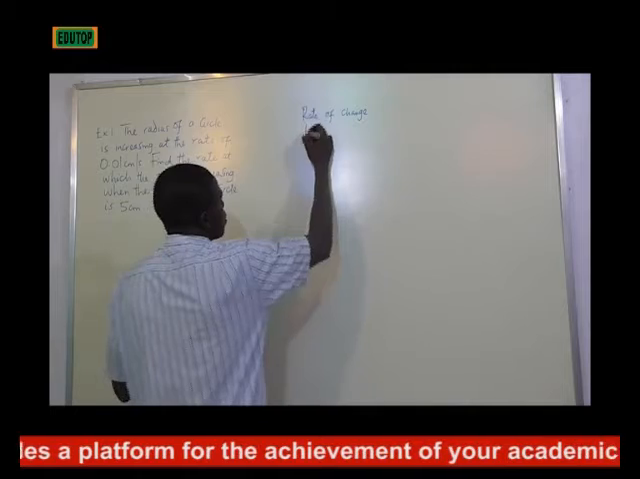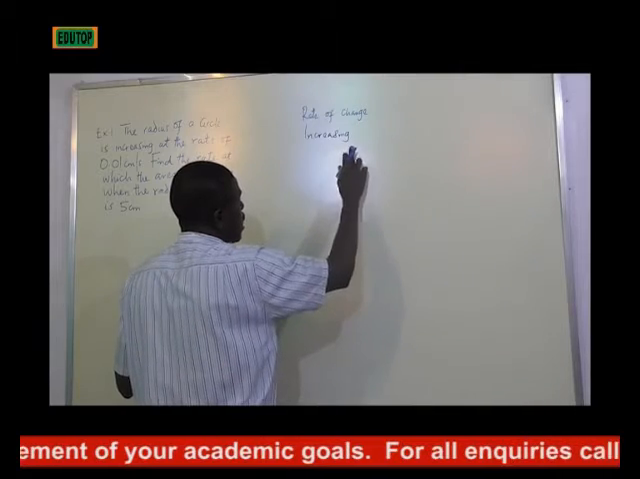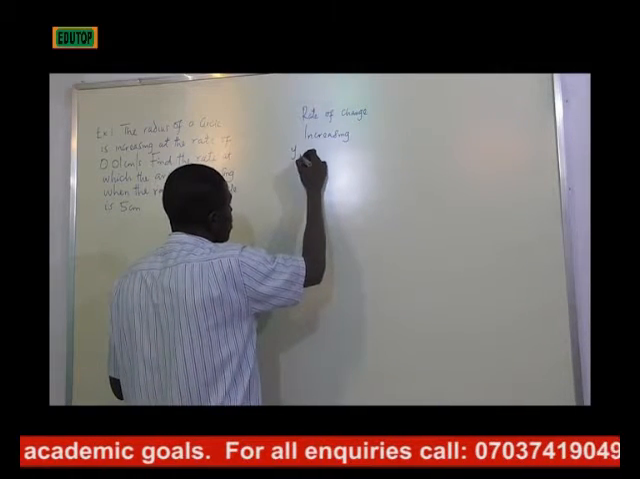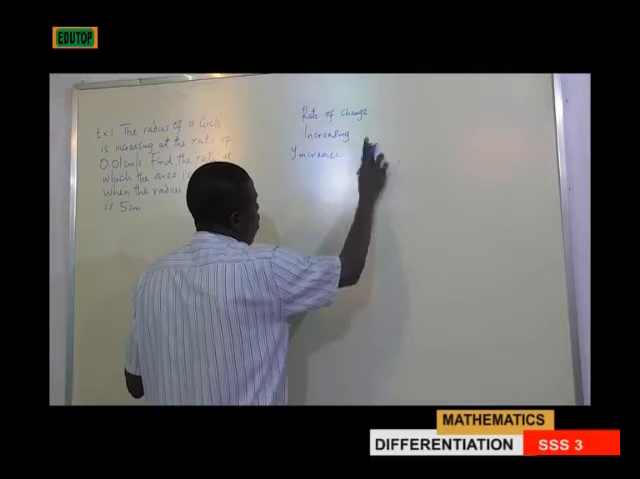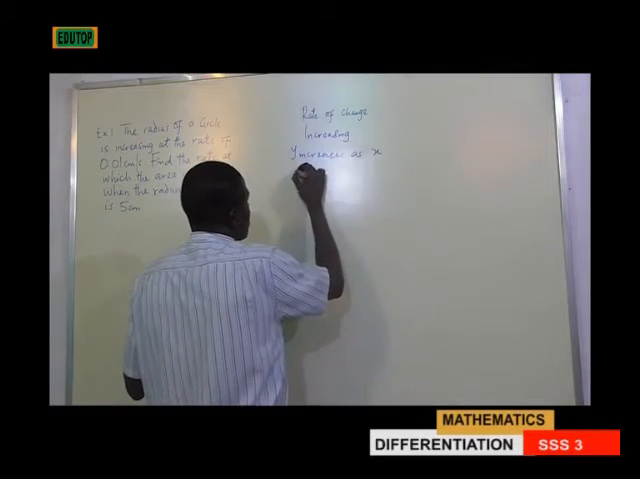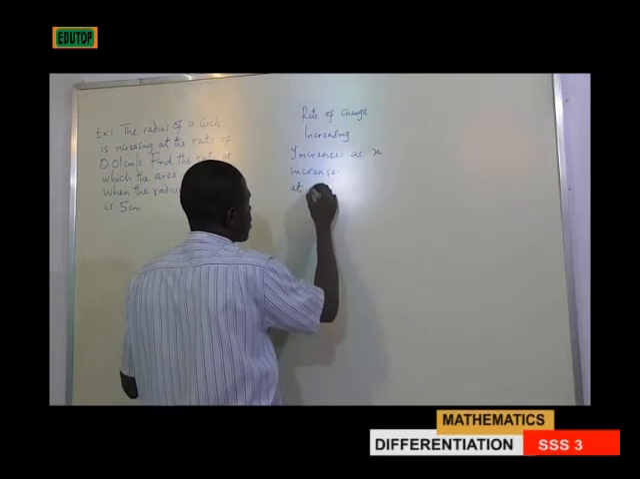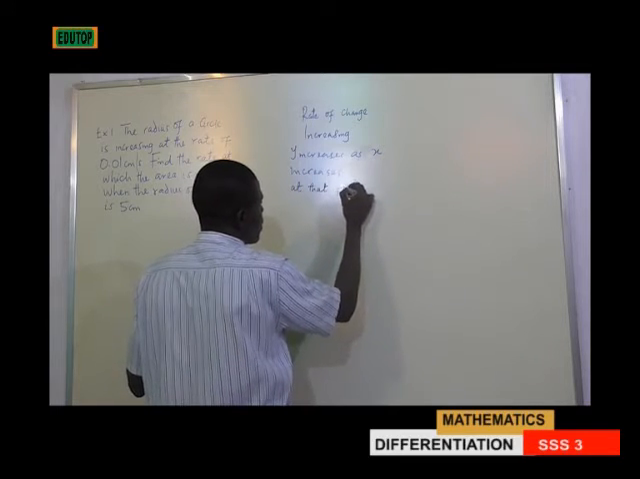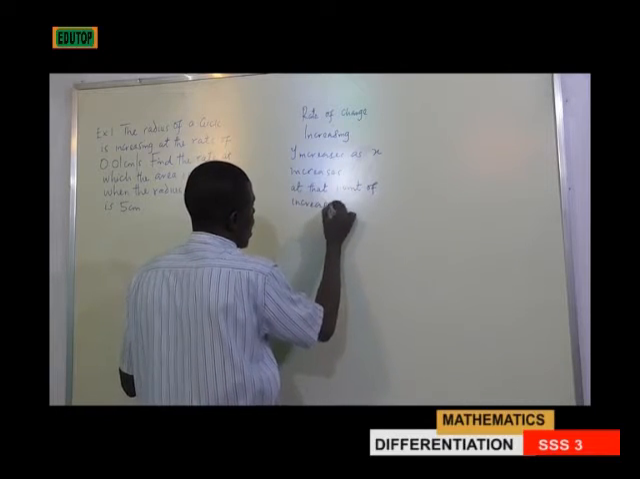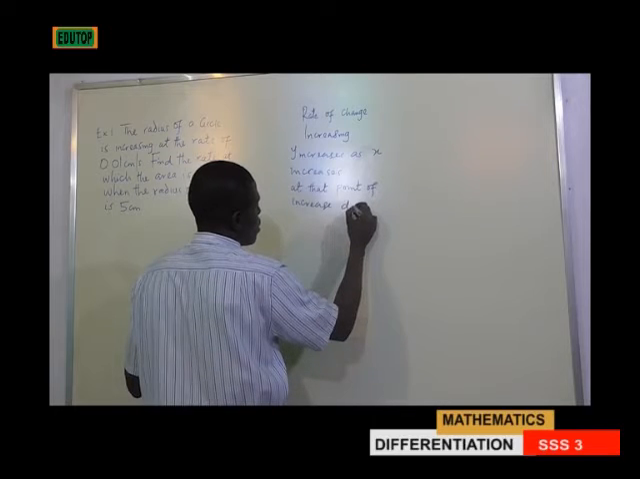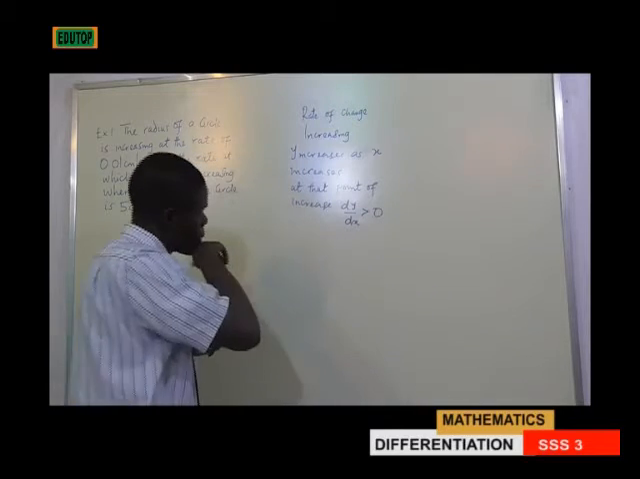When you have it increasing, it means y increases as x increases, and at that point of increase, we have dy/dx greater than 0. That's increasing.